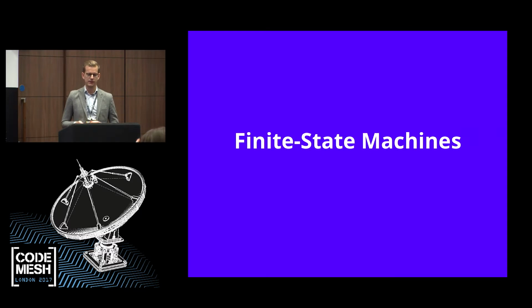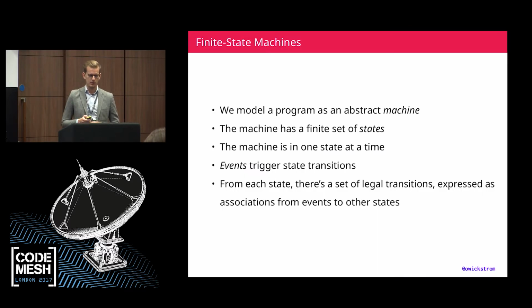One technique is finite-state machines. With finite-state machines, we model a program as an abstract machine, which has a finite set of states, and the machine is in one state at a time. Events trigger state transitions, and from each state, there's a set of legal transitions expressed as associations from events to other states. Many of you have surely heard of finite-state machines before in some sense, or have a relation to them. And there are a lot of different takes and ways to look at this.